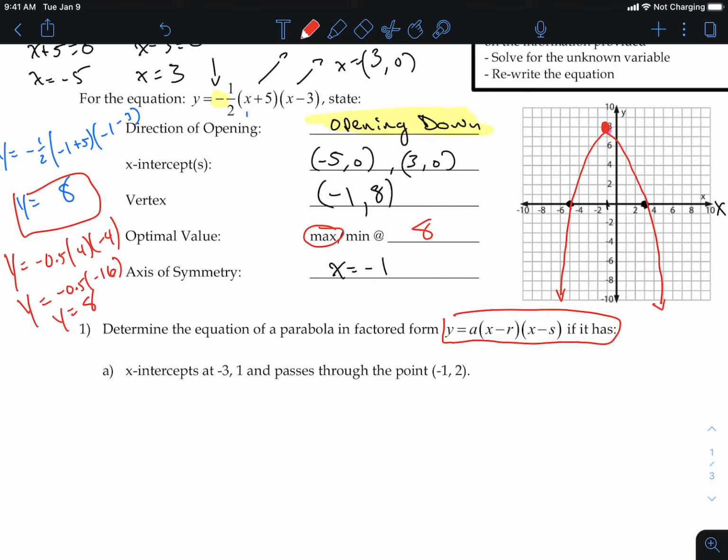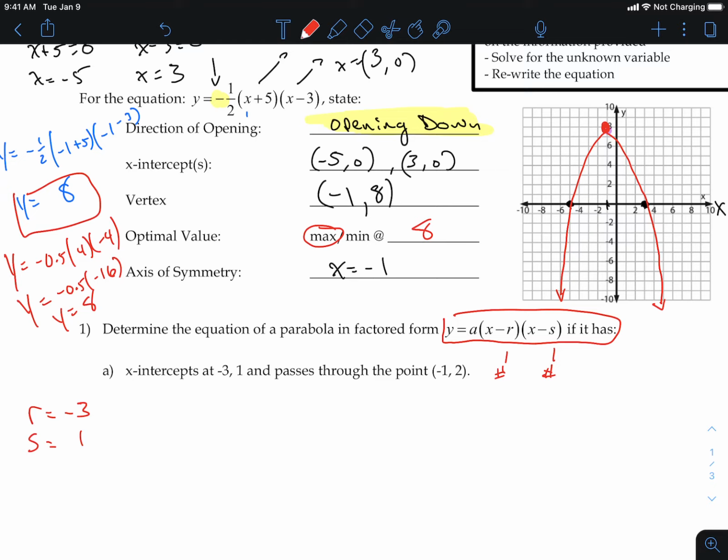Okay, so let's write down a couple things here. Remember, R and S are just two numbers. They represent the x-intercepts. So I'm going to write a list of things that I know and I don't know. Just one list. On the right here, you're going to take this at face value because this is the first time you're seeing this. R is equal to negative 3. S is equal to 1.